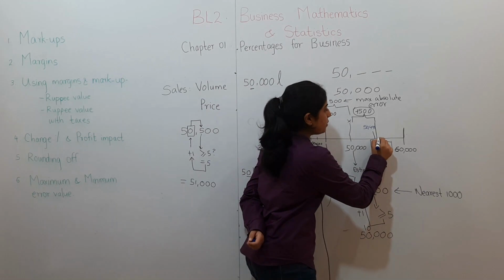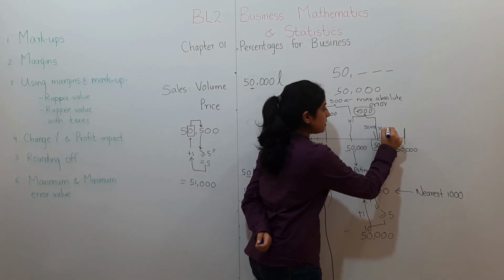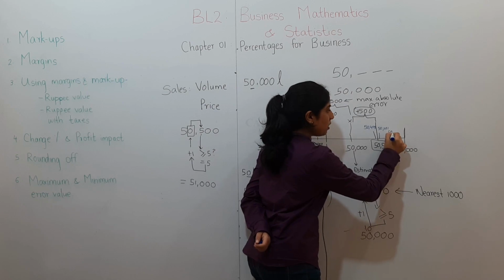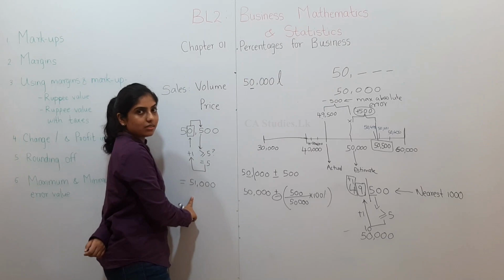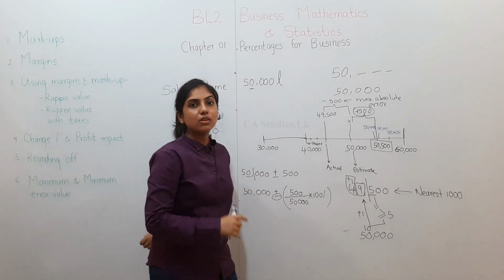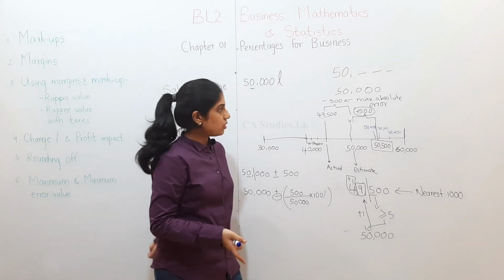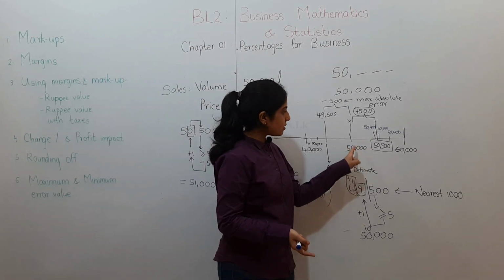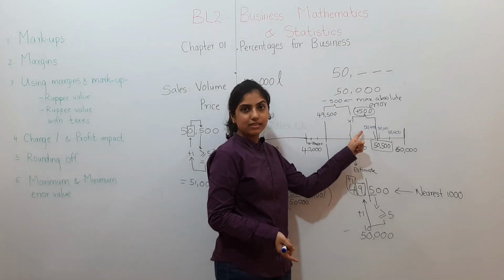Because if you go to 50,501 or 50,600, all will give the same answer of 51,000. Nothing will give 50,000. But we want to plus and get 50,000. So you can go maximum after 50,000 only up to 50,499.